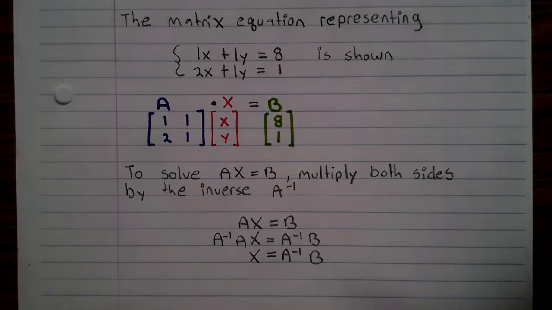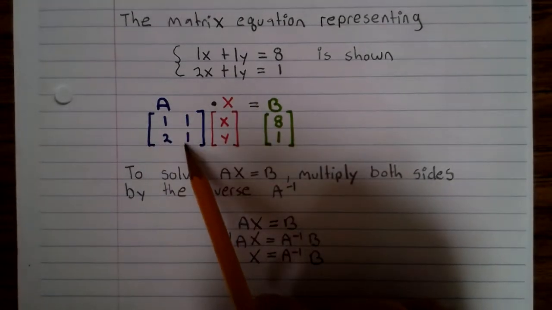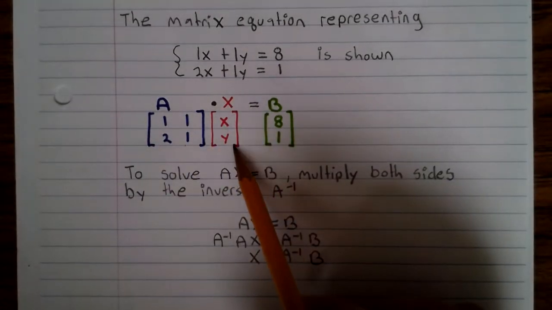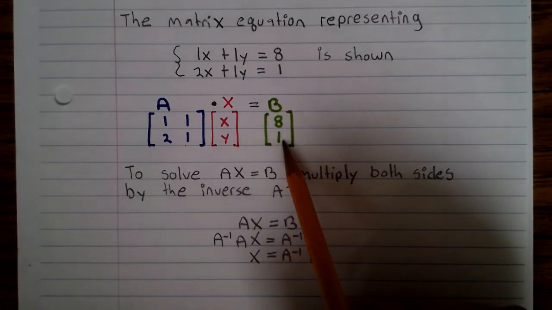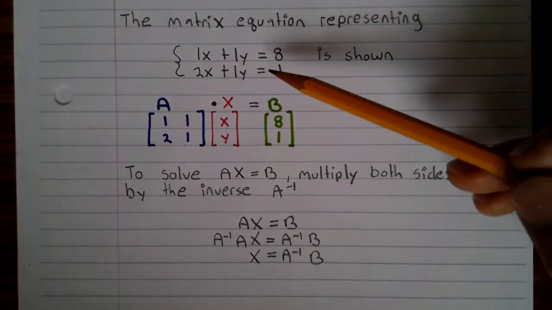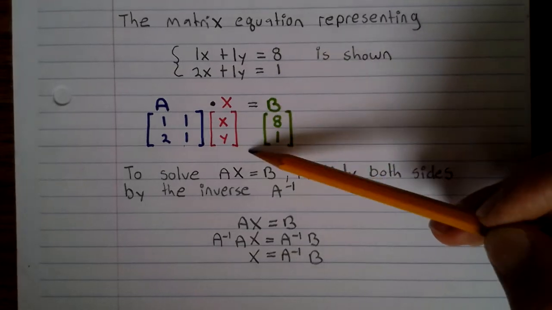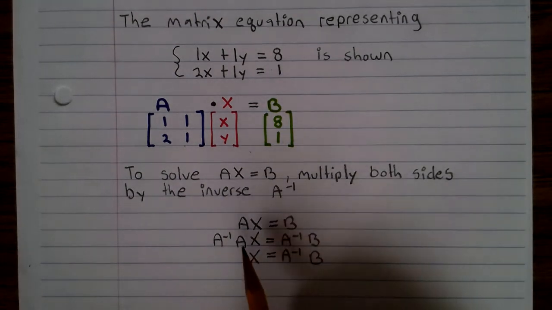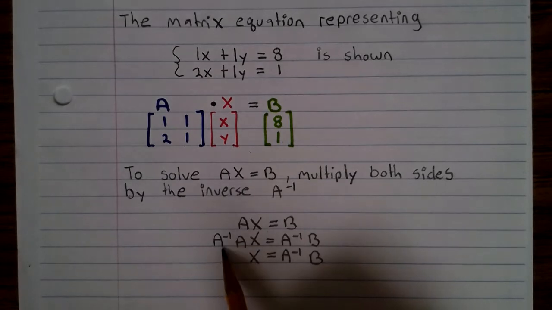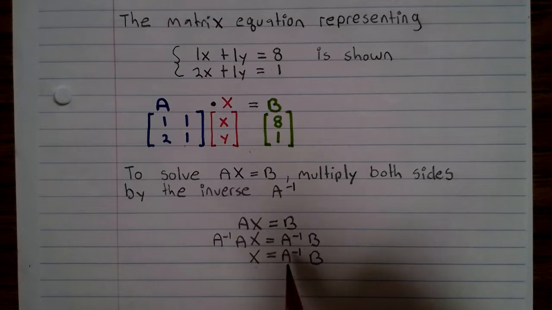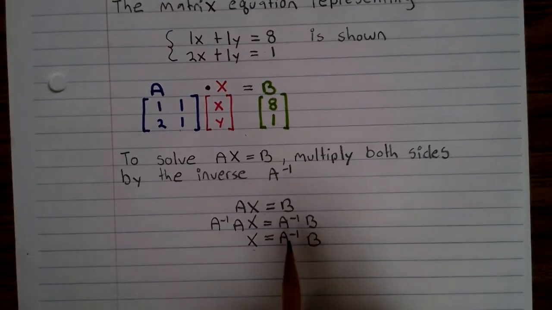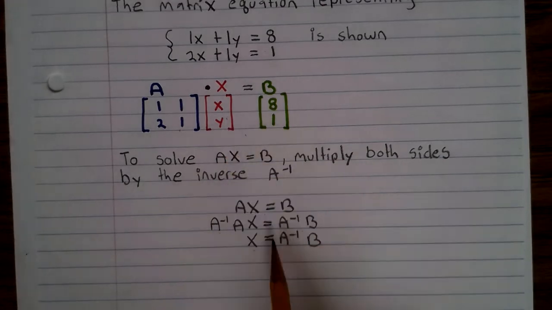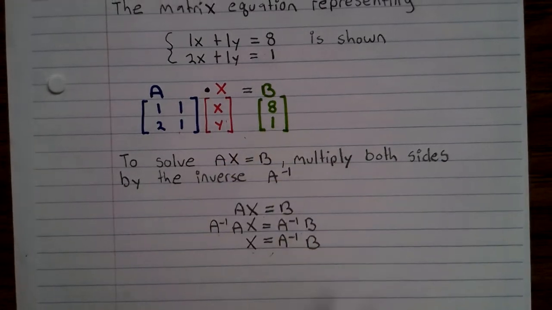So matrix A is 1, 1, 2, 1. The variable matrix is xy, and matrix B, the constant matrix, is 8, 1. So you've basically taken the equation and made a matrix equation out of it. To solve AX equals B, multiply both sides by the inverse, A inverse. So you have AX equals B. You multiply both sides by A inverse. So the variable matrix X is equal to A inverse B. And that's really what we're going to focus on. Once you have this, you use this in your calculator and you solve. So if you would, finish up your notes.